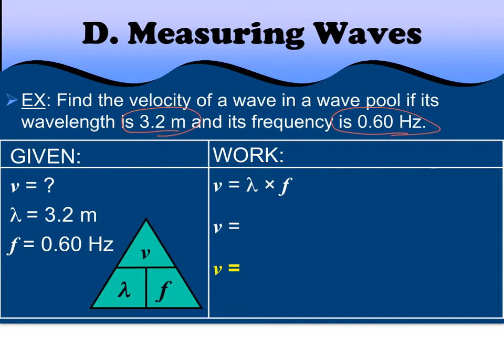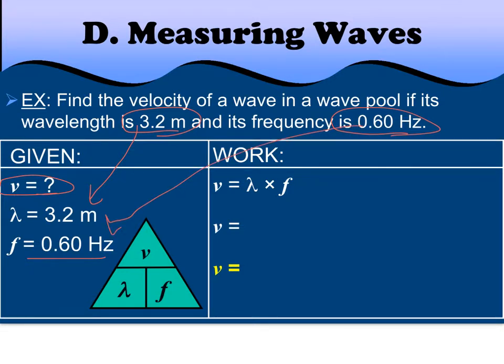Notice, and this is really important, that you write down the details of what you know. On the left you see the given. First of all, what we're looking for is velocity. That's why there's a question mark. The wavelength is what we know, so we write it down there. And we also write what we know, which is the frequency, right down there.